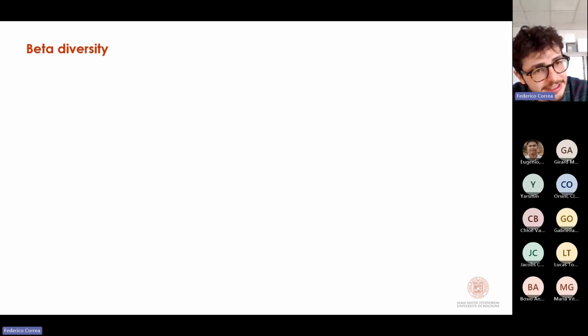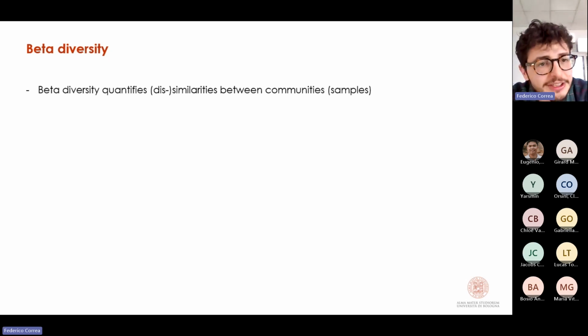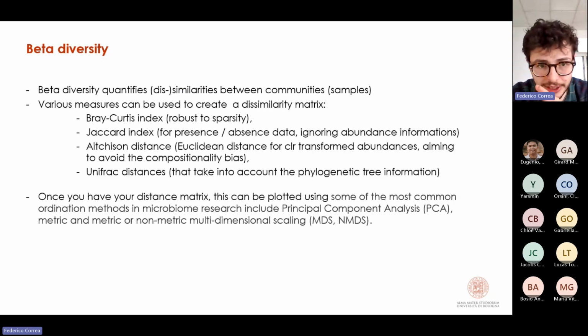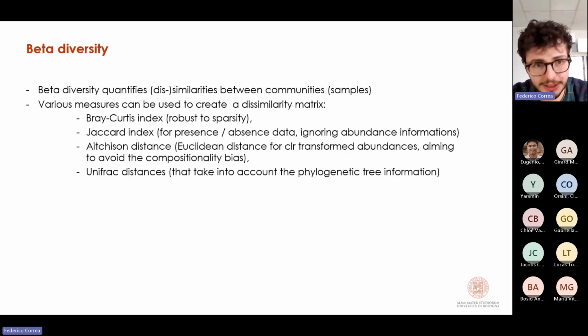While beta diversity is another world. Beta diversity means that we are quantifying the similarity or dissimilarity between our samples. We can do it in different ways with different metrics. For example, the most used is Bray-Curtis. Bray-Curtis is very common because it's very robust to sparsity.